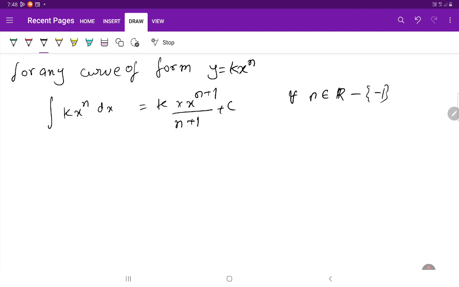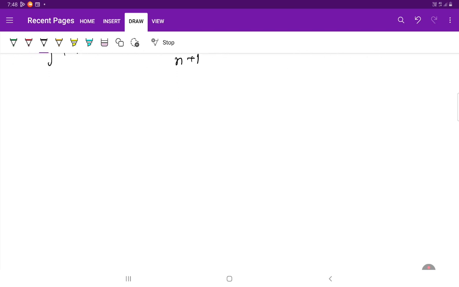So I can say that for all real numbers n, the integration of kx to the power n is kx to the power n plus 1 by n plus 1 plus c, for all n belonging to the real numbers except n equals minus 1. Okay, I hope you get it. Now coming to the next portion, let's take some examples.